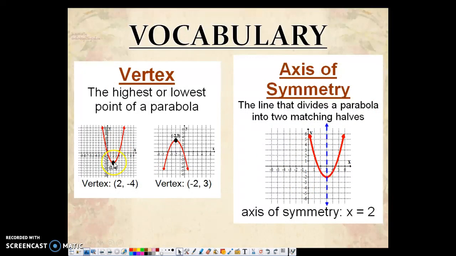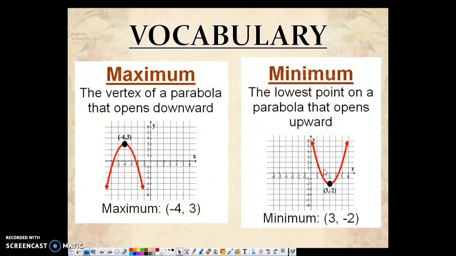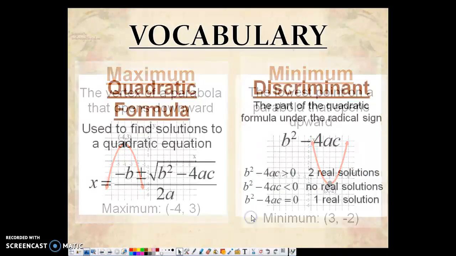Now the vertex is that point either at the very bottom or that point at the very top. Okay. The axis of symmetry is that invisible line that goes straight through the center. So this would be x equals 3, not 2. Forget 2. Remember, x equals 3. The maximum is when it looks like a mountain. It has the very highest point, so it has a maximum. The minimum is when it's like a valley, and it has the very lowest point, like a hole in the ground. So that's a minimum.